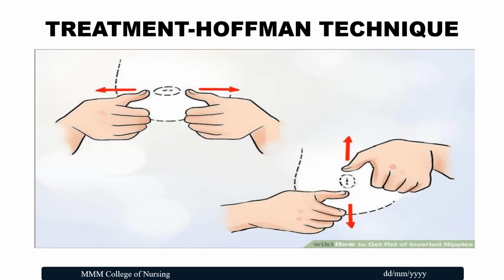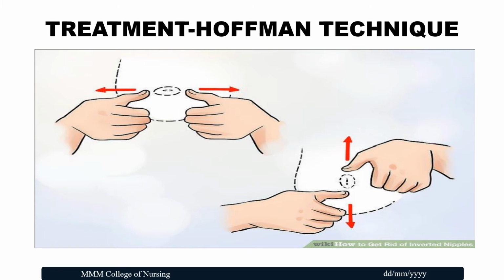The treatment: there are two types of treatment. In that, one is the Hoffman technique. In this picture, you can see what the Hoffman technique is. We have to place the thumbs on either side of your nipple. Be sure to place them at the base of the nipple, not the outside of the areola.